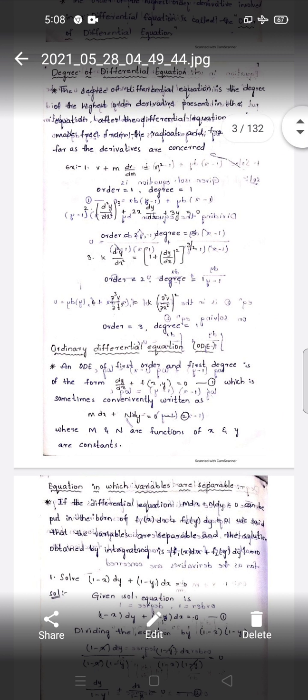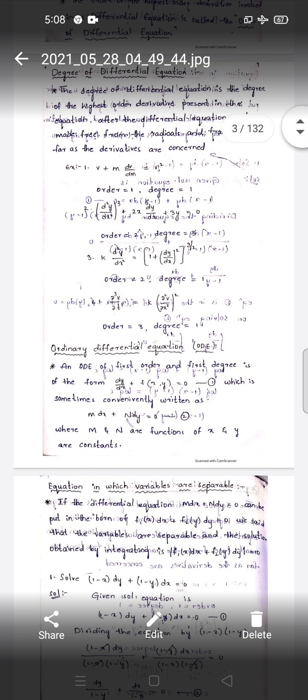An ordinary differential equation of first order and first degree is of the form dy by dx plus f of x comma y is equal to 0, which is sometimes conversely written as, conventionally written as, M dx plus N dy is equal to 0. This is equation 2.